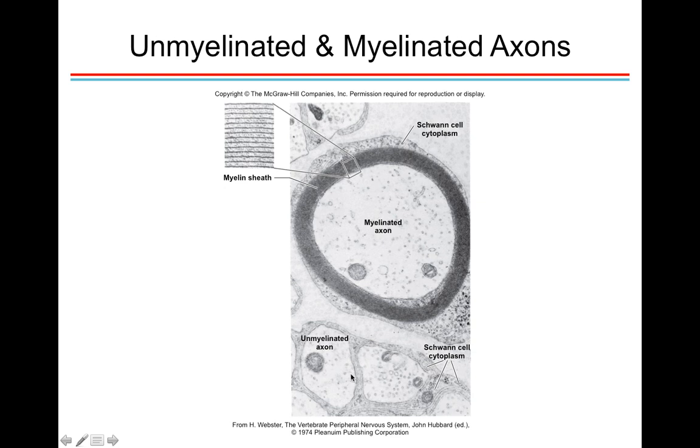I would like to point out that unmyelinated axons in the peripheral nervous system also have Schwann cells around them, and you can see the Schwann cells surrounding this unmyelinated axon here and this unmyelinated axon here. However, there is no myelin sheath. So I just want to point out that Schwann cells can still surround the unmyelinated axons in the peripheral nervous system. However, they don't produce myelin.